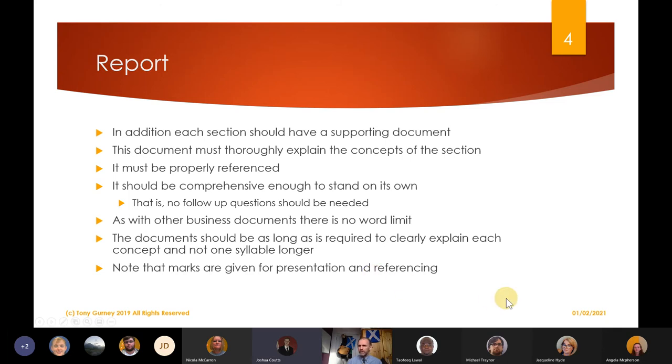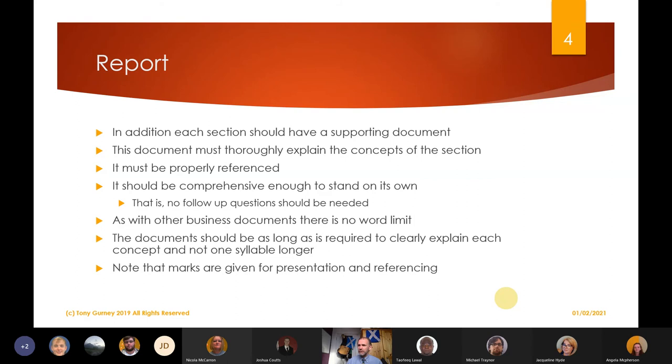And don't forget, I will be looking at presentation and referencing this. 20% of the whole marks on those two things. So it's probably a good idea to actually make a nice looking report. Don't give me an excuse to cut down. That's 10% just without knowing anything about governance, risk and compliance.